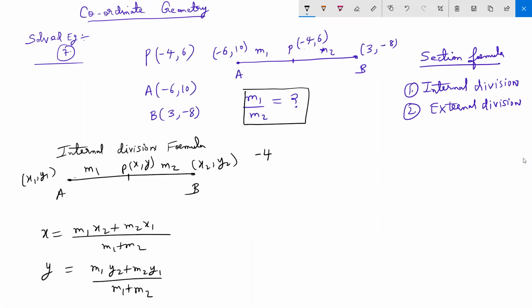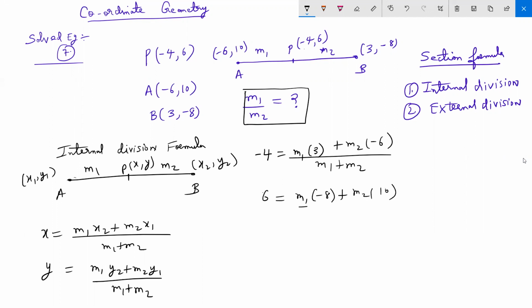So what is the x coordinate of P? It is -4. So -4 will be equal to m1 into x2, where m1 is unknown and x2 is 3, plus m2 into x1, which is -6, upon m1 plus m2. Is it clear? And similarly for the y coordinate of point P, which is 6: 6 will be m1 into y2, which is -8, plus m2 into y1, which is 10, upon m1 plus m2.